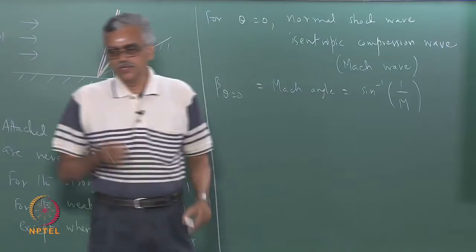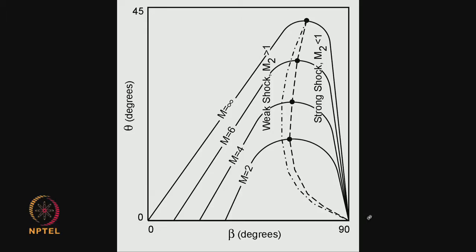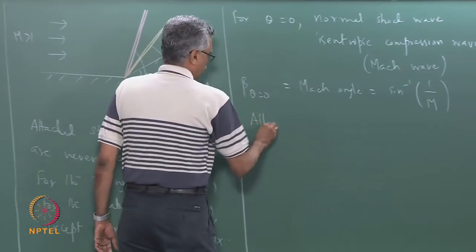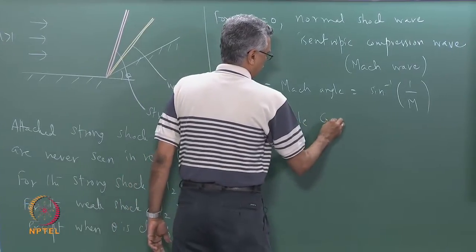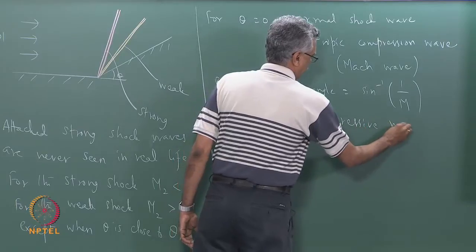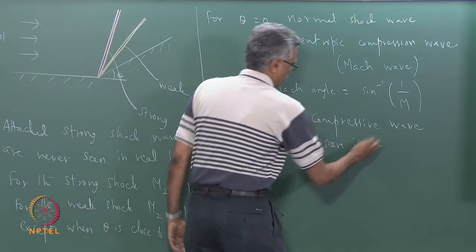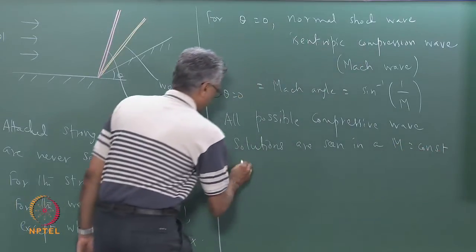So seen from this perspective, if I take a single curve, let us say the curve corresponding to m equal to 6 here, the solution here is an isentropic compression wave. And then if I travel along this curve, I get weak oblique shock with increasing loss of stagnation pressure. Then I start to get the strong shock solution and the loss of stagnation pressure keeps increasing until I reach the normal shock wave for which the loss of stagnation pressure is the highest possible. So, a single curve represents all possible compressive wave solutions in an m equal to constant curve.